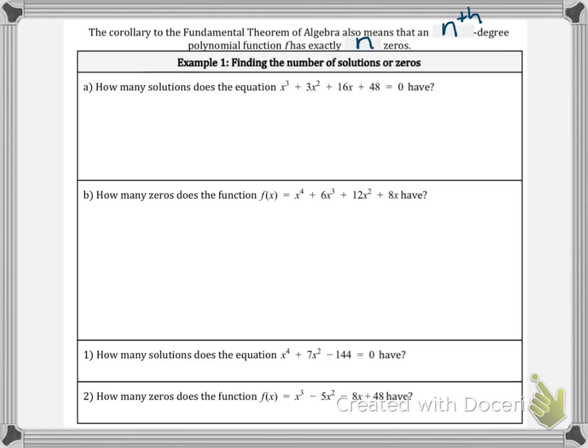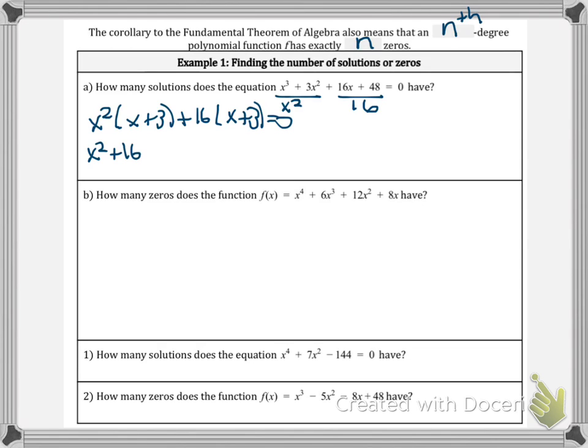So for this one, we're going to go ahead and solve it. We can factor by grouping. The first group we can divide by x squared. The second group we can divide by a positive 16. And so this would become x squared times x plus 3, plus 16 times x plus 3, and that equals 0. So to put this together, this is x squared plus 16 times x plus 3 equals 0.